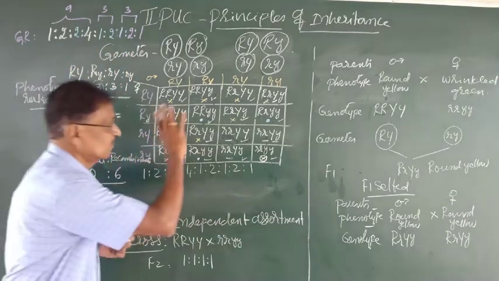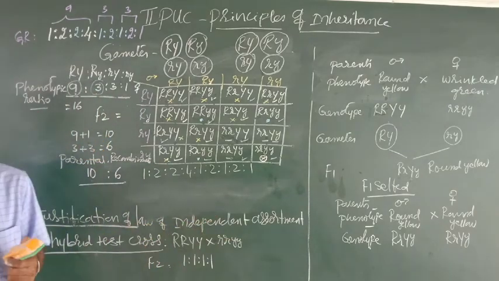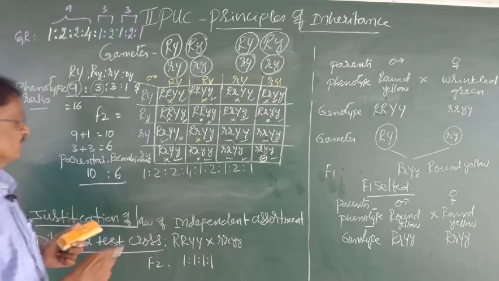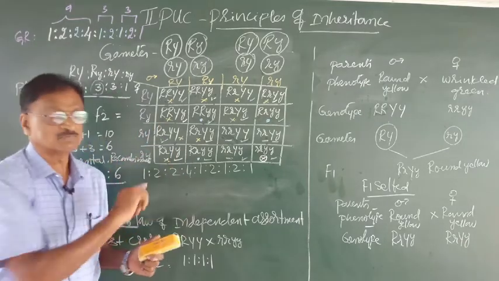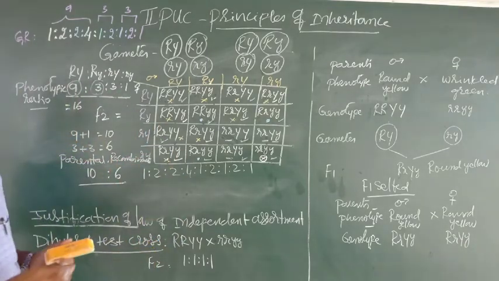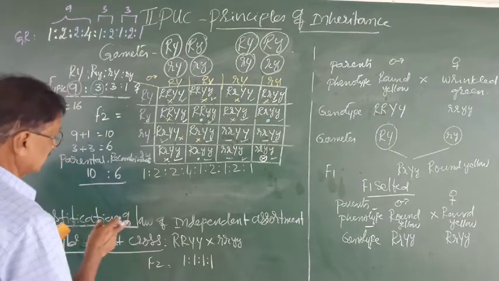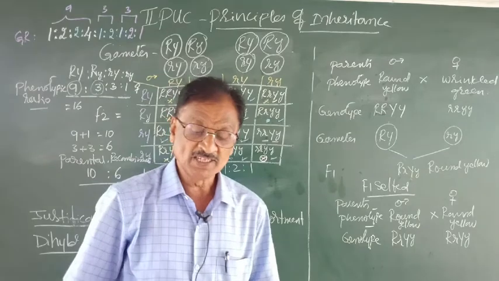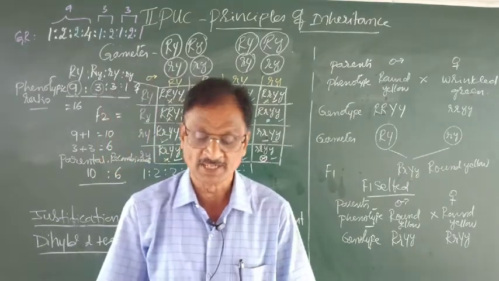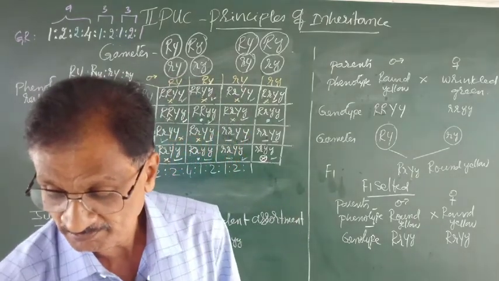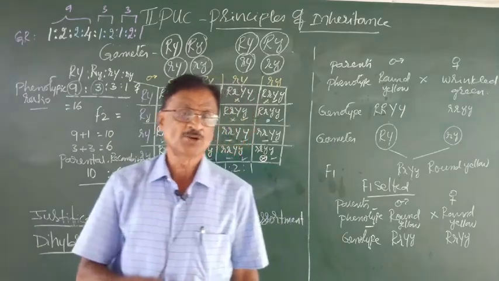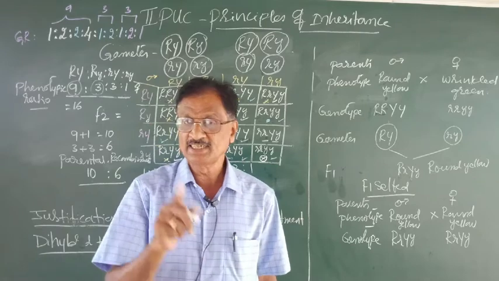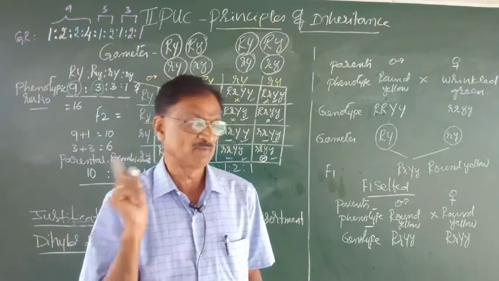That is the overall what? The dihybrid ratio and then dihybrid cross. Based upon the results of this dihybrid cross, Mendel proposed what? The law of independent assortment. What do you mean by the law of independent assortment? Remember, by studying the monohybrid cross, he proposed the law of what? Segregation or the purity of gametes.